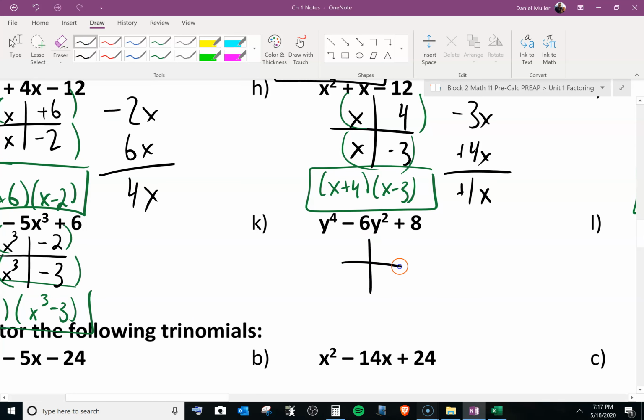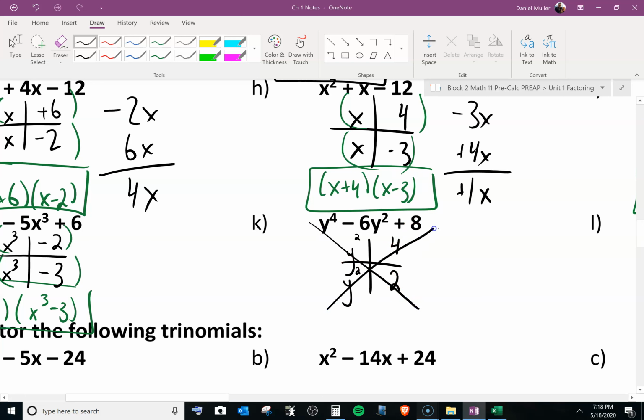All right, next one. Y's. Oh, great. So this is y and y, but it needs to be y^4. So you can do y^2 and y^2. y^2 times y^2 is y to the 4th. And I need an 8. So an 8, I know, is 4 and 2. 4 and 2 multiplies to 8.